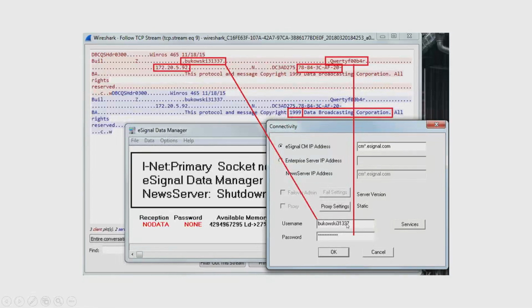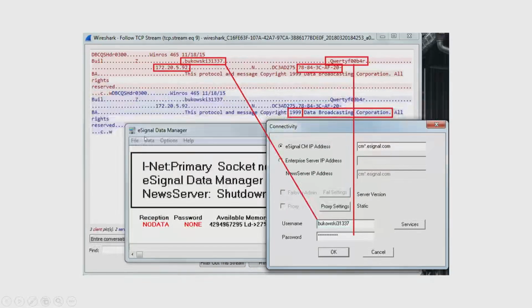When you put your username and password and you log in, you can see the clear text password in something that I think is a legacy protocol, because you can see here the copyright message from '99, Data Broadcasting Corporation. So in my opinion, it was developed 20 years ago and it's still used nowadays in 2018. How is that possible?